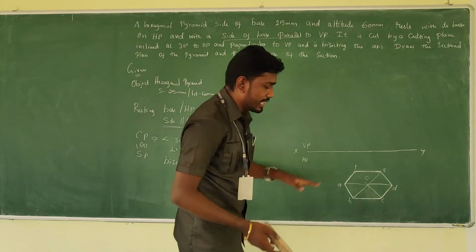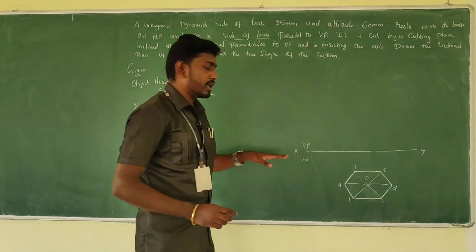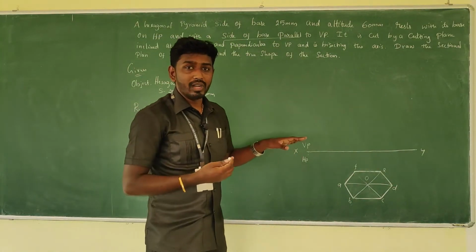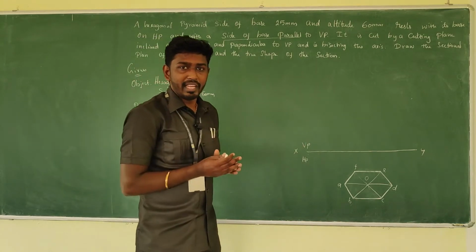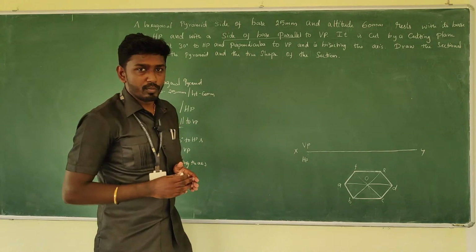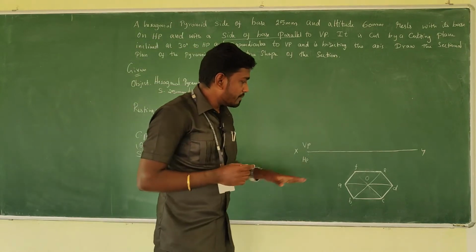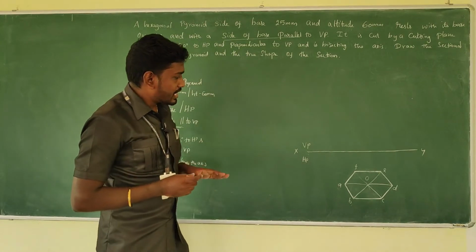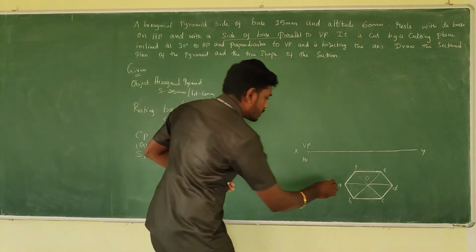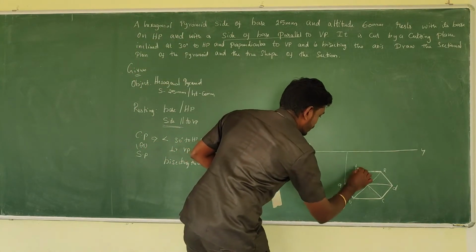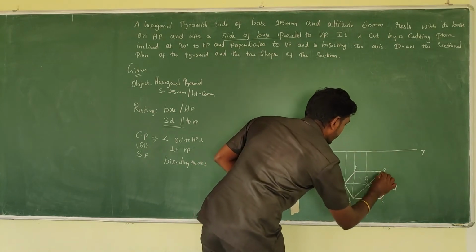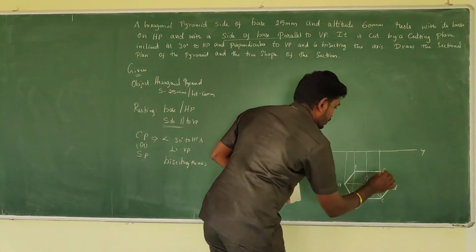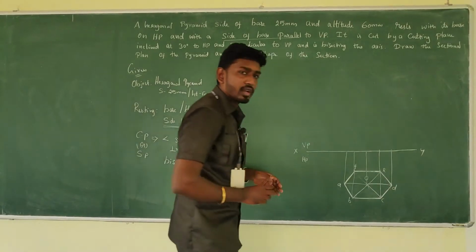So after having the cut plane, only we come to know what portion is visible, that means what is the remaining portion and what is the removed portion. So first of all go with the very thin line. Let's come to the front view. For that, take all the projectors from each and every corner like this.